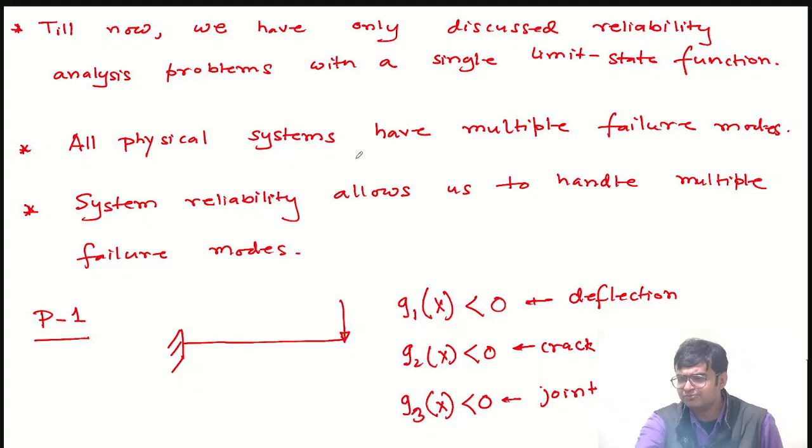But if I assume that the modes are independent, then you can find out the joint failure as the union of these 3 events. We'll talk about that later, but right now I'm just saying the union of these 3 events, A union B union C, which we'll write down in the form: probability of A plus probability of B plus probability of C minus AB minus BC minus CA plus ABC. So something like that you will write.